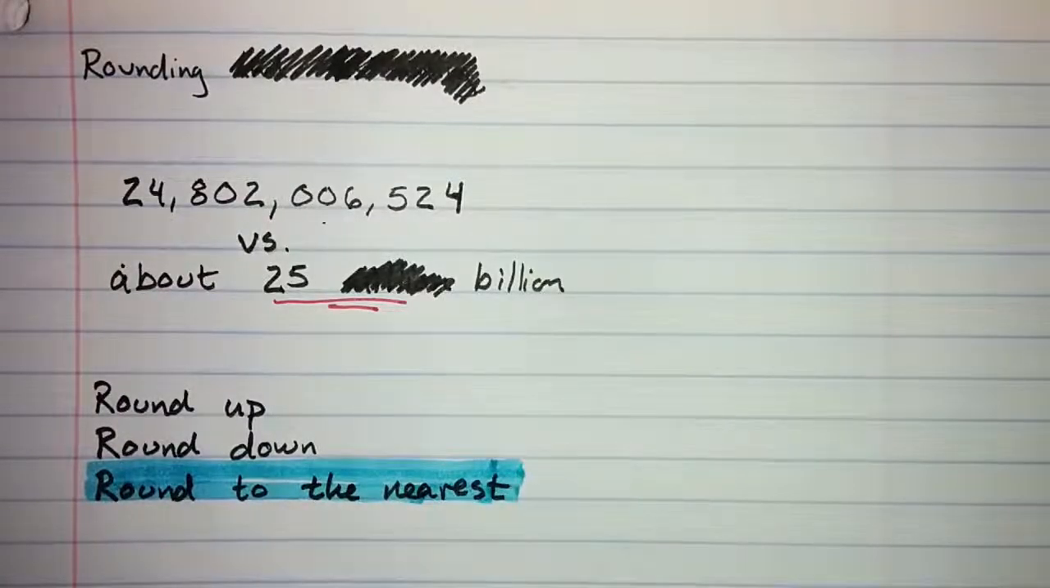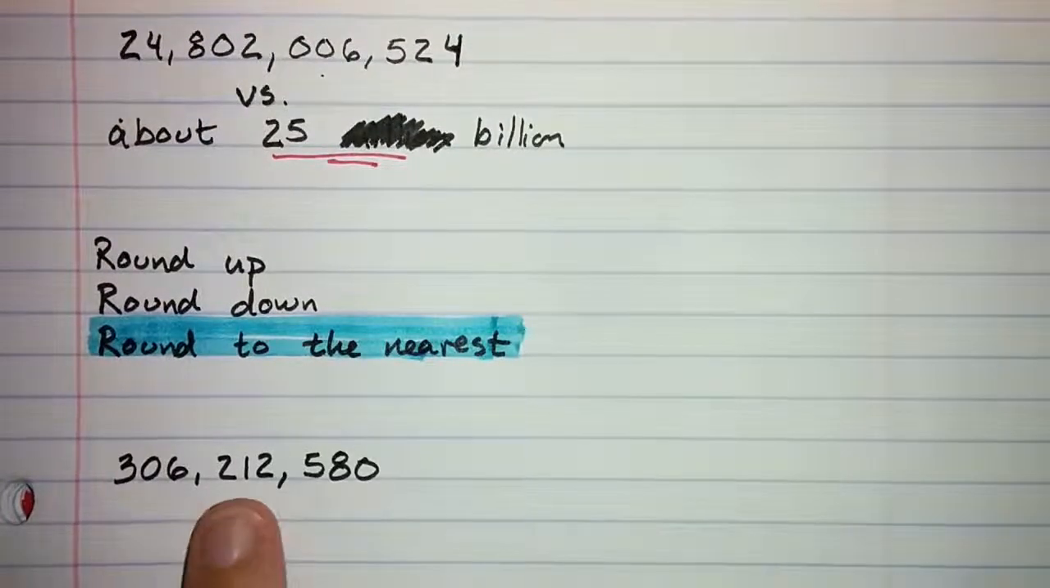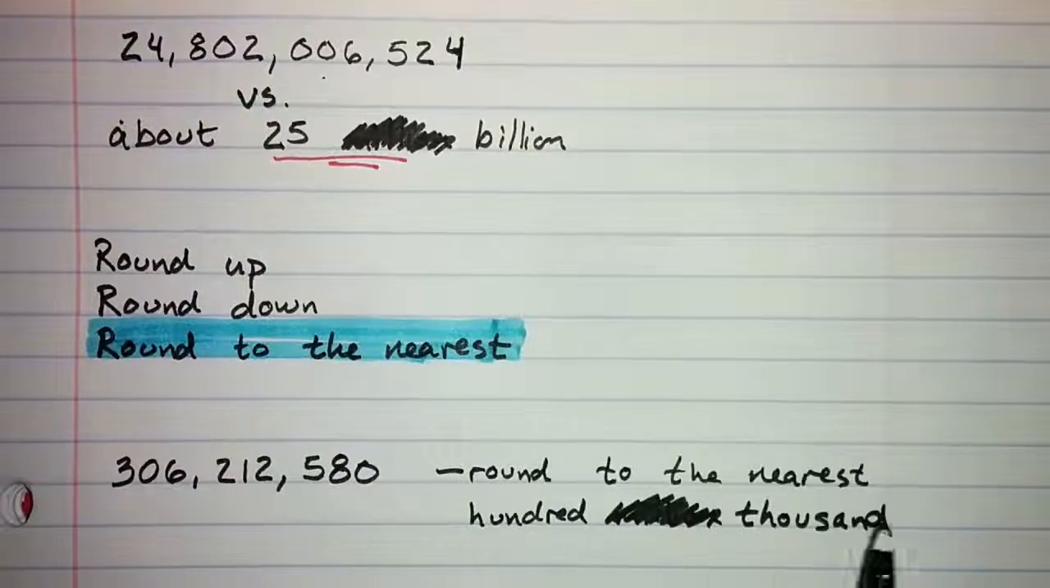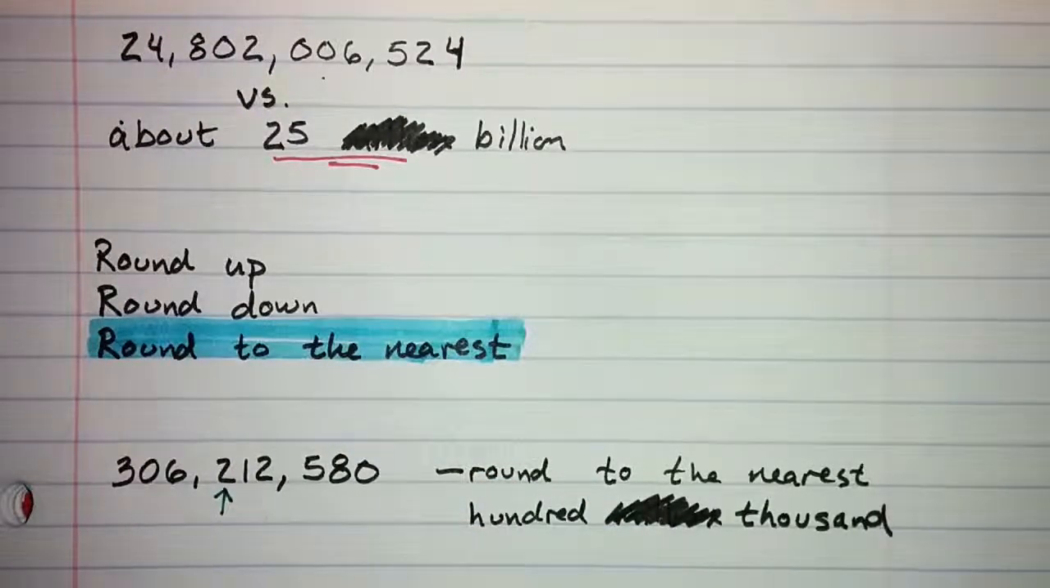So, round to the nearest, what does this mean? Well, we might be given a number like 306,212,580. We might be asked to round this to the nearest 100,000. What does this mean? Well, looking at this number, let's find the 100,000s place. Units group, thousands group, 1,000, 10,000, 100,000. Okay, so here is the 100,000s place.